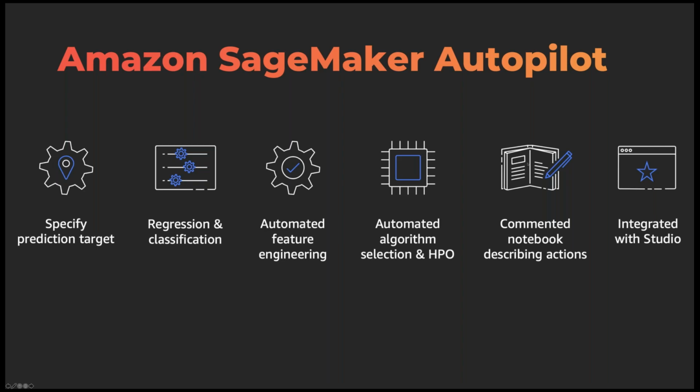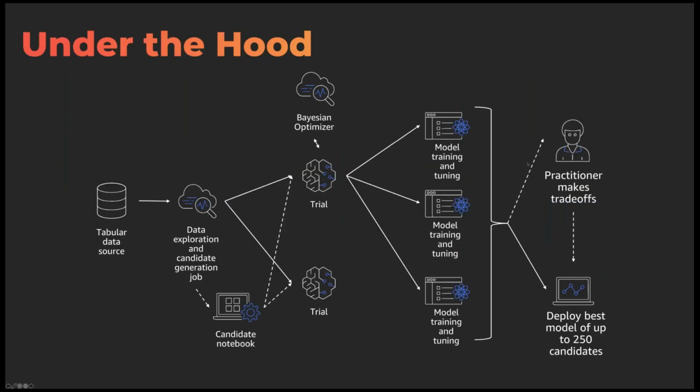So what really happens under the hood, behind the scenes? Well, you bring a tabular data source. That is one of the key aspects. You cannot bring images, you cannot bring audio clips. You can only bring comma separated values, which is typically a tabular data source. Then you feed it to the data exploration and candidate generation job. That is the entry point to the pipeline.